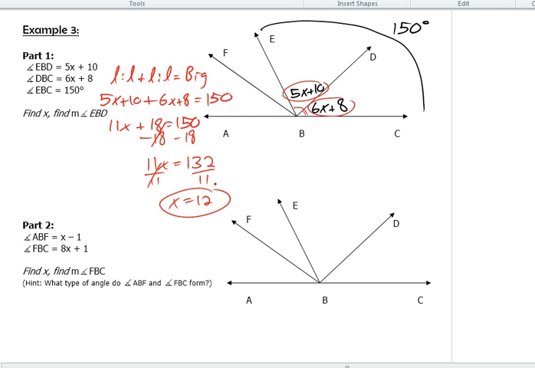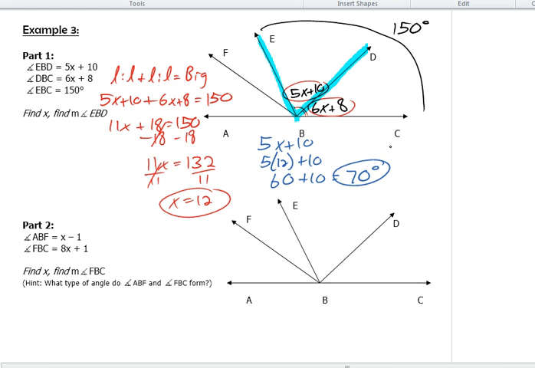There's x, half my answer, but I've done most of the work. To find angle EBD, we would go ahead and look at that here. Find this angle, simply take 5x plus 10 and plug in that x. So we have 60 plus 10 equals 70 degrees. Okay, and that would be angle EBD. So measure of angle EBD is 70 degrees. Always find x, then use it to find something else.